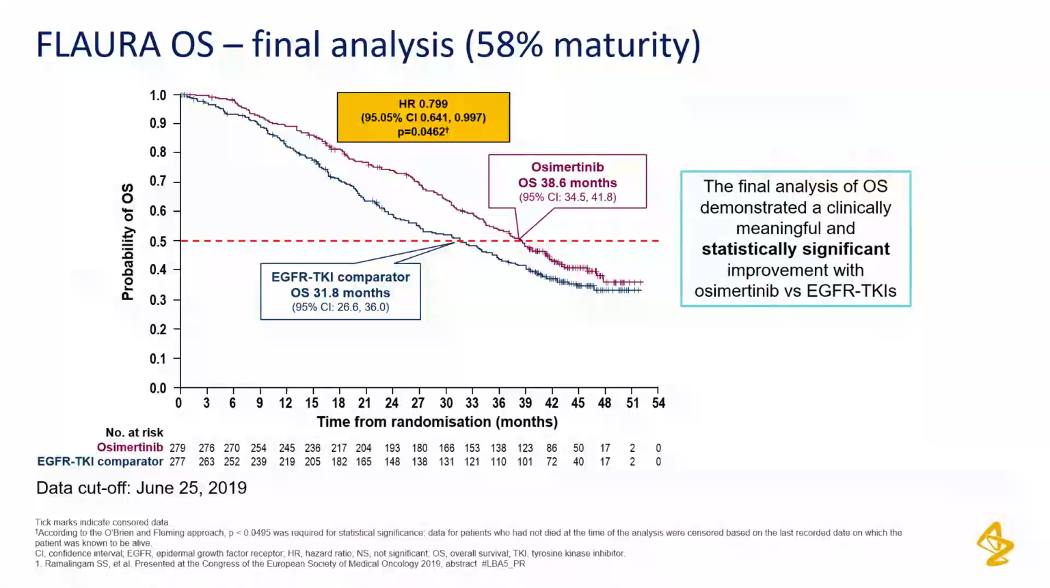The ORR is not as expected. It's not really scoring well compared to the first generation, but the duration of response scored really well. And again, the OS shows a meaningful benefit, 38.6 months versus 31.8 months, with a hazard ratio of 0.799, and it's statistically significant.